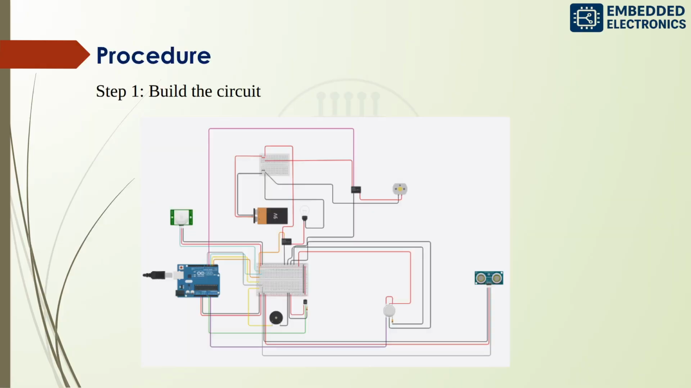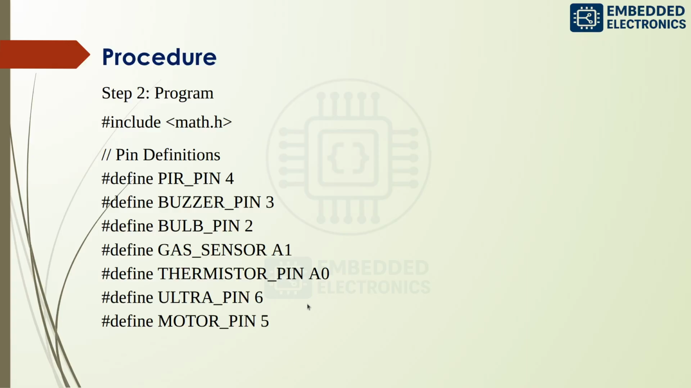And next is the procedure: build the circuit. So this is the Arduino Uno microcontroller and this is the PIR sensor. It detects motion. So when it detects motion, this bulb will glow and the buzzer will be turned on. And this is the motor, this is the gas sensor. So when it detects gas, the buzzer will turn on. And this is the ultrasonic distance sensor. It is used for the water level management, and this is the thermistor.